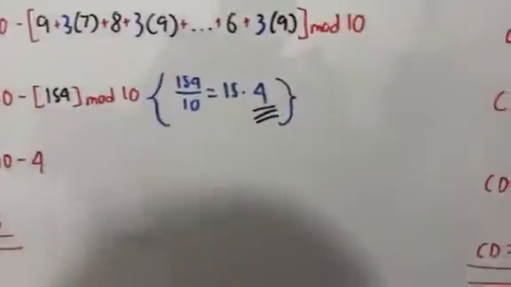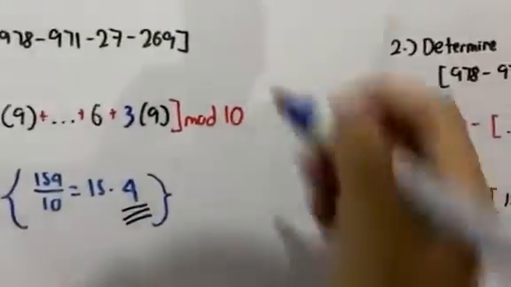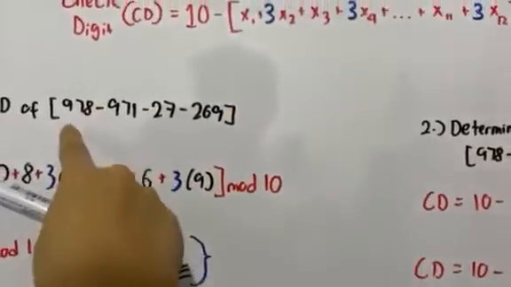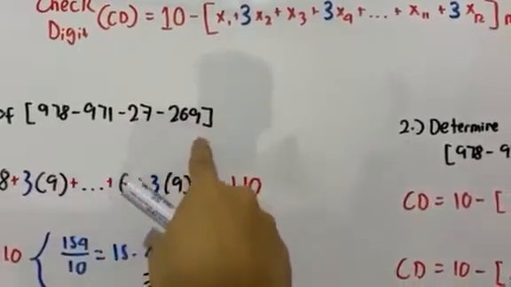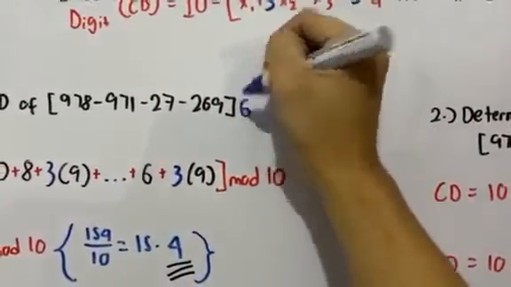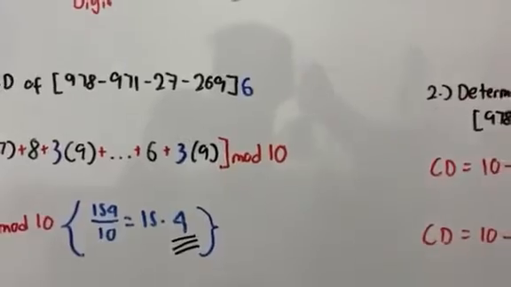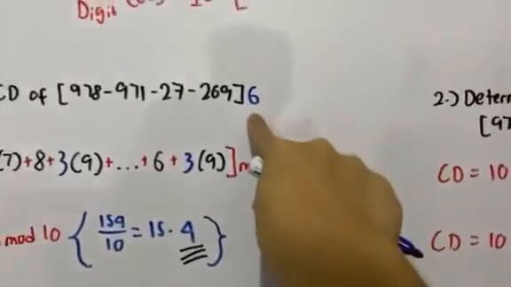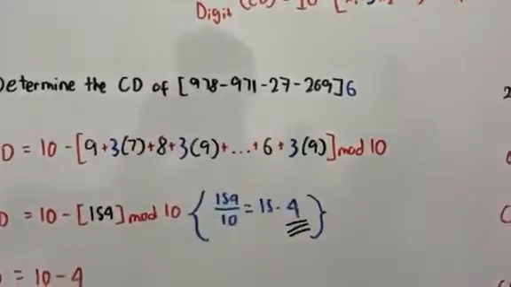That means the last digit of this barcode, which must be a 13-digit barcode, counting 3, 6, 9, 10, 11, the last value for this 13-digit barcode is 6. And 6 is the check digit of this barcode.